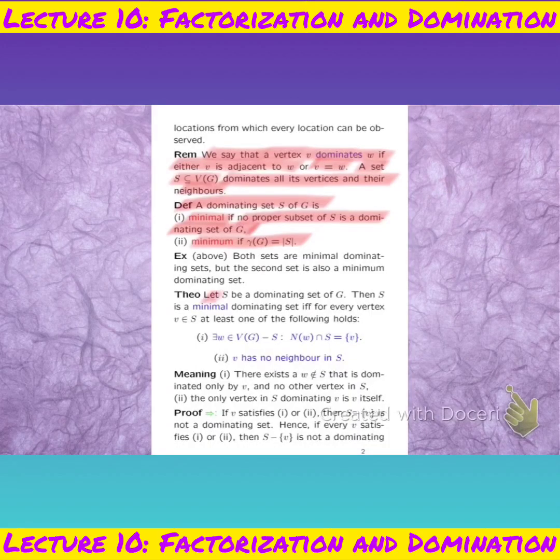Right, so this is the theorem. Let S be a dominating set of G. Then we say that S is a minimal dominating set if and only if for every vertex V in S at least one of the following holds. There exists a vertex W in the complement of the set such that the open neighborhood of W's intersection with S is only the vertex V. In other words, we say that the vertex V is the private neighbor of the vertex W within the set S. And the other possibility that can hold is V has no neighbor in S.